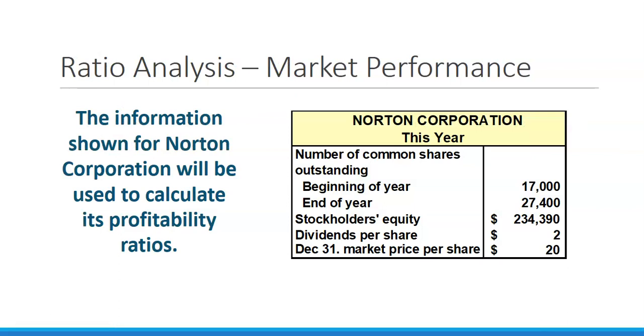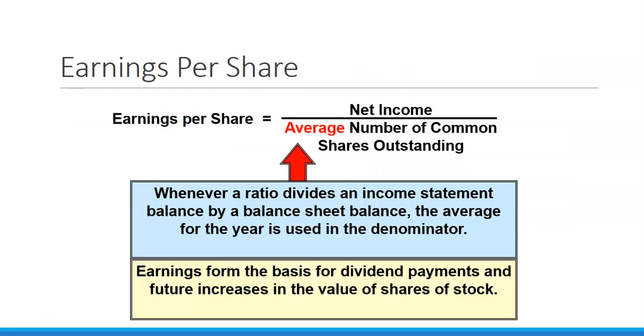Ratio analysis for market performance. So when we look at market performance, this requires us to sell stock in the marketplace. We need to know information about the market price per share, dividends per share, our stockholders' equity, and any shares of outstanding stock. Our earnings per share is net income divided by average number of common shares outstanding.